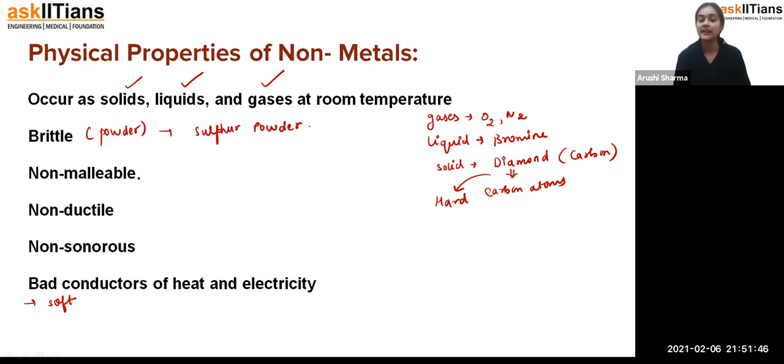Fine. Non-malleable, that means they can't be drawn into sheets. Non-ductile, that means you can't draw them into the form of wires. Non-sonorous, yes, they are not sonorous in nature. From sulfur, from oxygen or from nitrogen, are you getting any sound? Exactly, no. So that's why they are non-sonorous. Bad conductors of heat and electricity, exactly, students, they are bad conductors of heat and electricity, or we can say that these are the insulators.